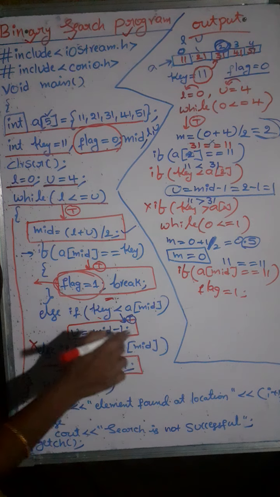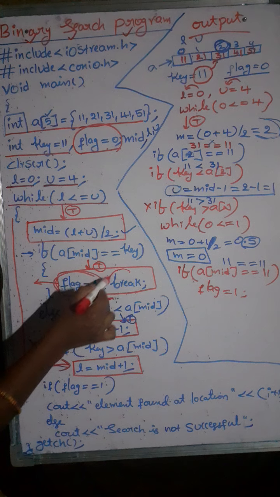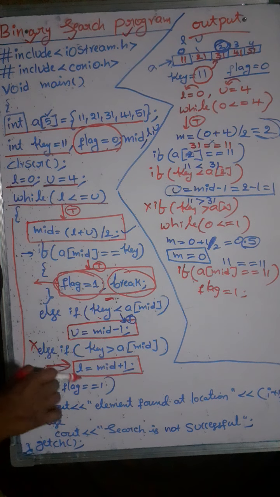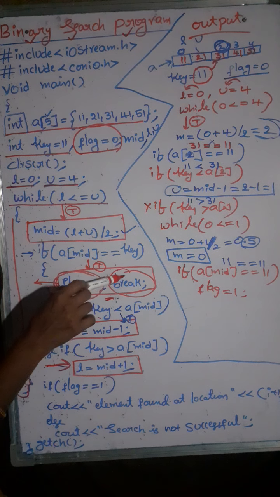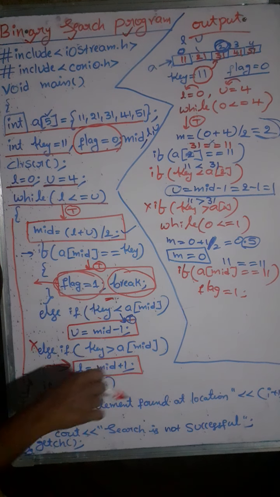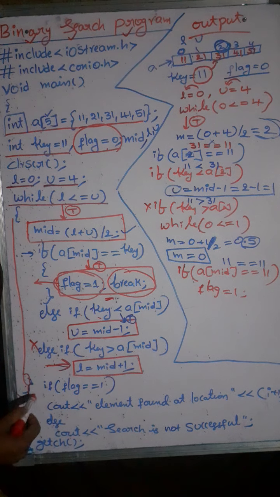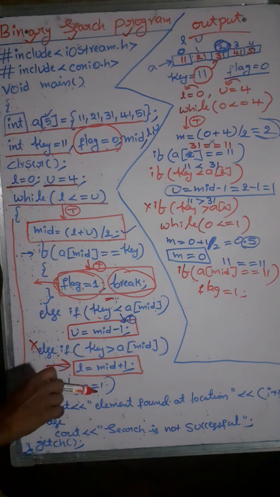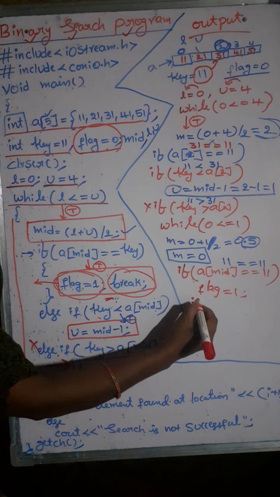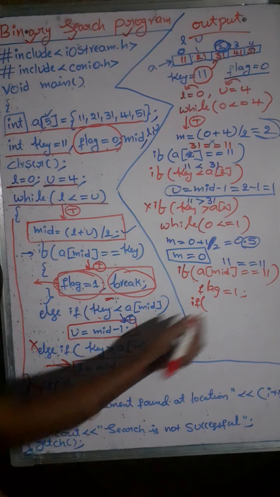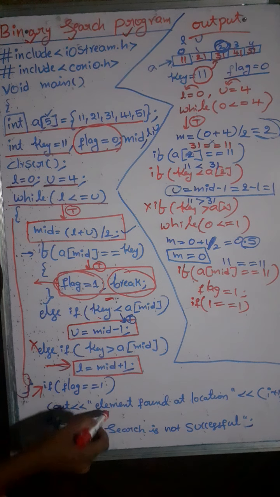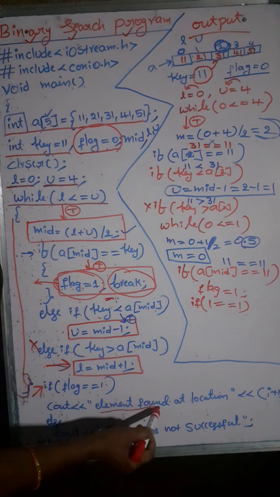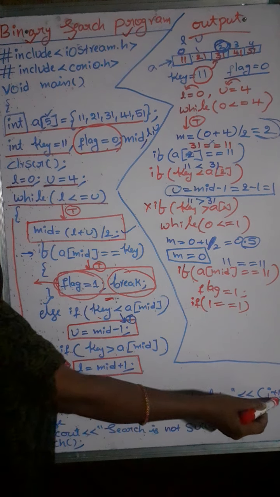Next, what is the statement? Break. So break is a keyword. It is used to jump the control outside of the loop. So when the statement is executed, the control jumps outside of the loop. So now I am outside of while, at this line. If flag equals 1, what is the value of flag? 1. 1 is equal to 1. Is it true or false? True. So the output will be element found at location number I plus 1.